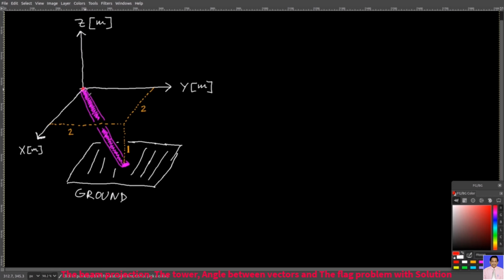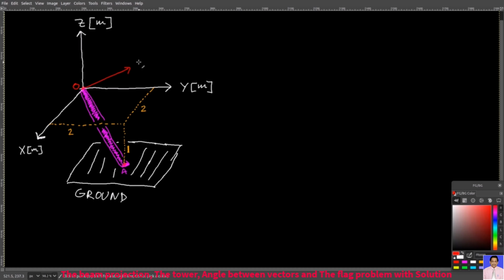And so you can go from the tip of the beam to the ground of the beam if you go 2 meters along the x-axis, 2 meters along the y-axis, and 1 meter along the negative z-axis. Let's call this point O and this point A.